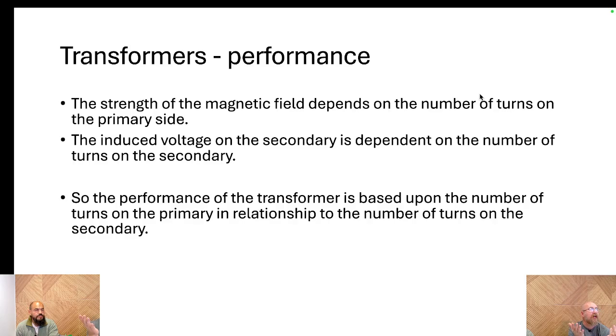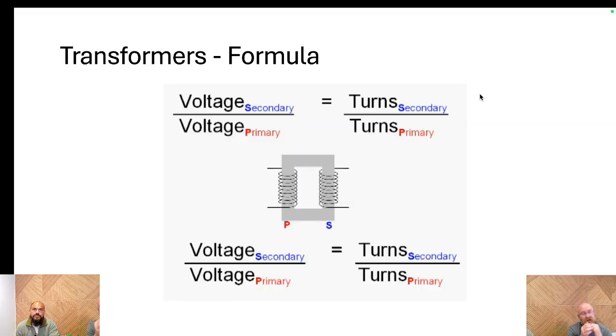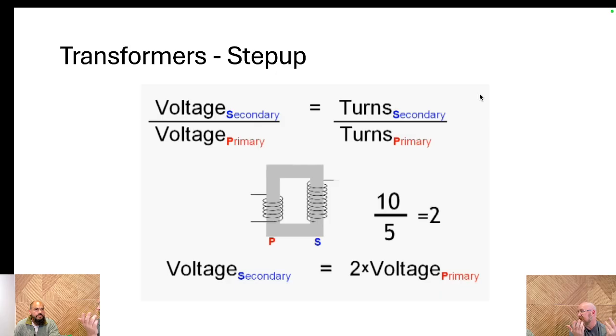And if we look at that in terms of numbers, we can see the voltage of the secondary over the voltage of the primary equals the turns of the secondary over the turns of the primary. So if we just keep those straight, keep them on the same side, it works out really well.